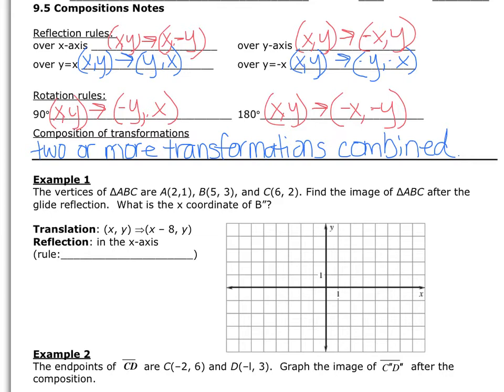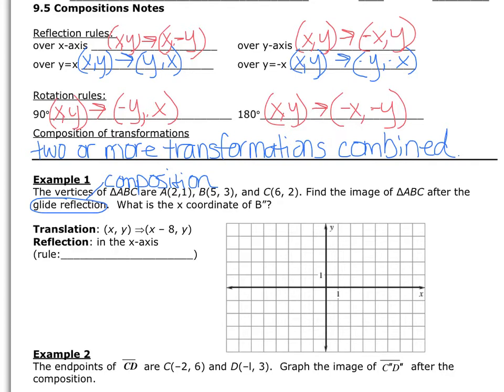Now if we look at example 1, it says the vertices of triangle ABC are those given. Find the image of triangle ABC after the glide reflection. This is really just another name for composition, so don't let that scare you. A glide reflection is a translation, because think about a translation as moving left to right, so you're gliding it, and then you're reflecting it. So it's just a special name for this type of composition.